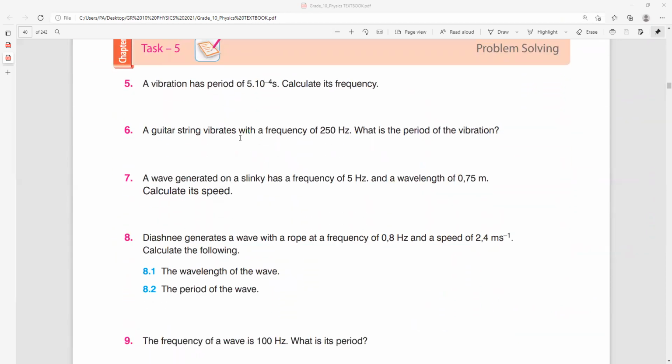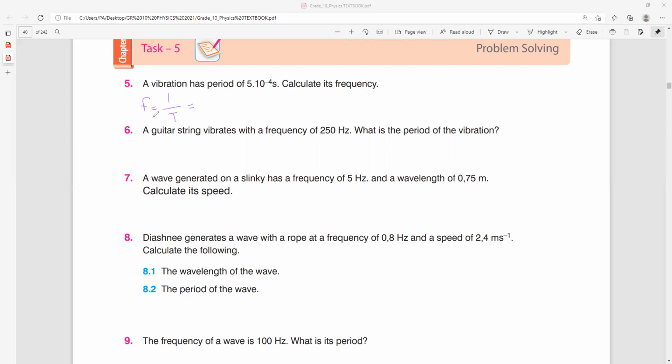Question 5. A vibration has a period of 5 times 10 to the power of negative 4 seconds. Calculate its frequency. Yes, people, please try. How can we calculate the frequency if the period equals 5 times 10 to the power of negative 4 seconds? What was the formula? F equals 1 over T. F equals 1 over T. We are just calculating with this formula. Please try to get it, people. Let's see your answers first, and then we can carry on.